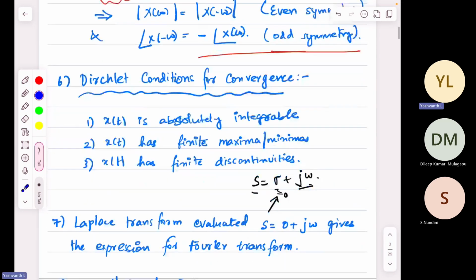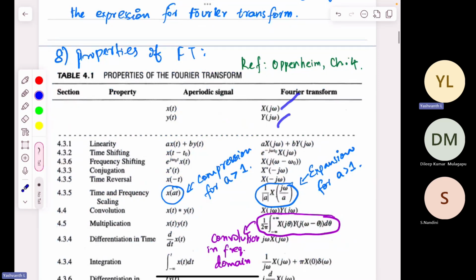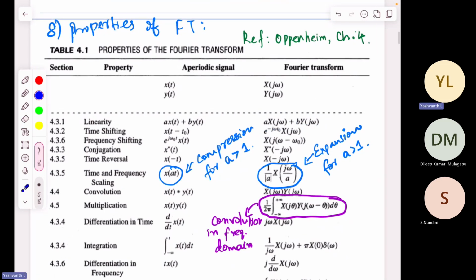Okay, let's now go back to this property table. Let's say x of t and y of t have the Fourier transforms x of j omega and y of j omega. The first property is the linearity property. It says that if I do the operation a times x of t plus b times y of t, then the corresponding Fourier transform will be a times x of j omega plus b times y of j omega. Okay, similar to Laplace transform.